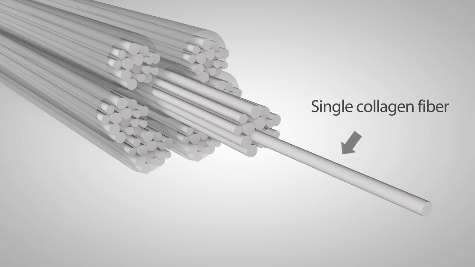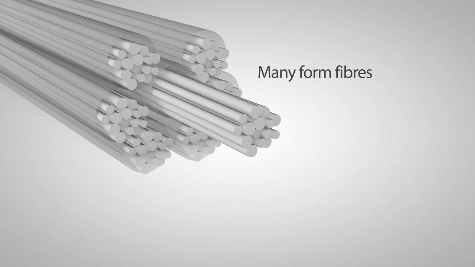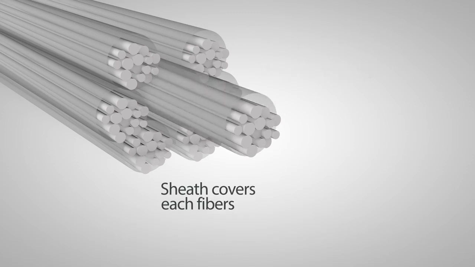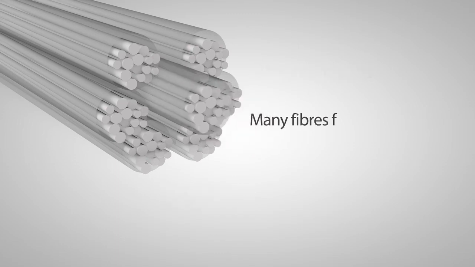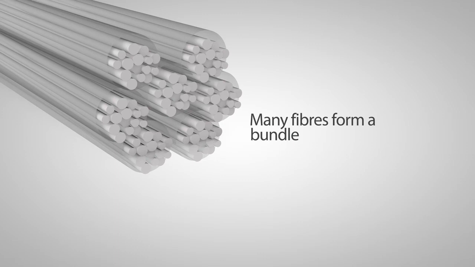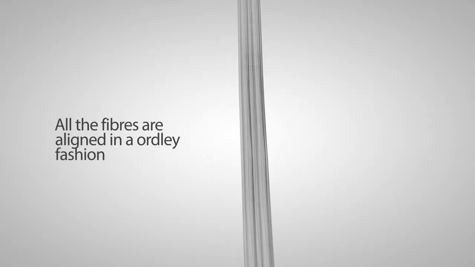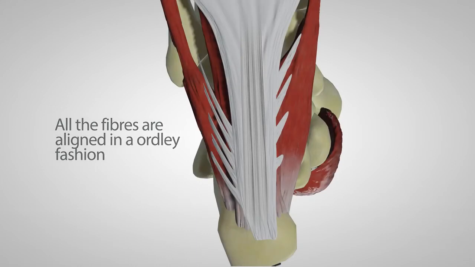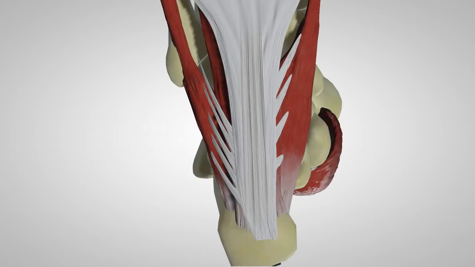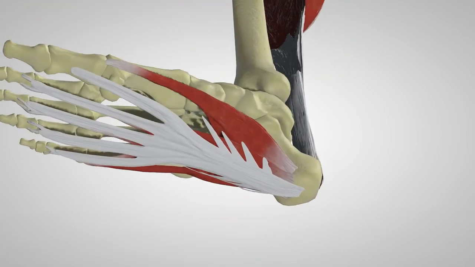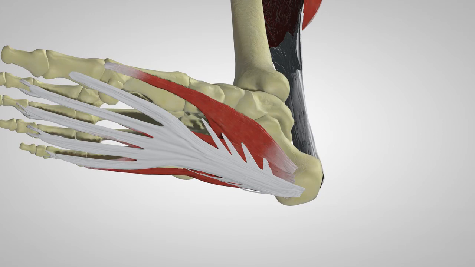Individual collagen strands are packed into groups called fibers. Each group of fibers is covered in a sheath. Many fibers will then form a bundle, and the bundles are aligned in an orderly fashion. The collagen is densely packed and aligned in the direction of which force is being transmitted long ways in the foot. The plantar fascia has a low blood supply at the base of the heel. This makes it slow to repair and leaves it susceptible to overuse pathology.